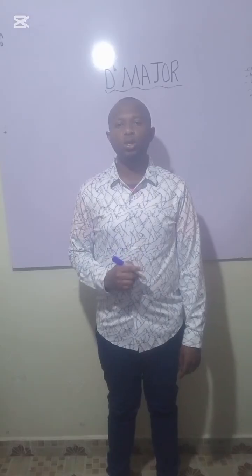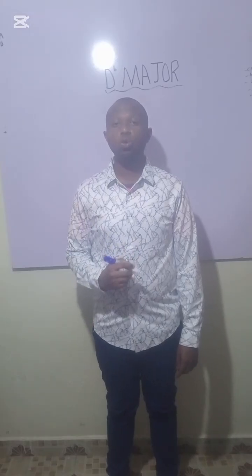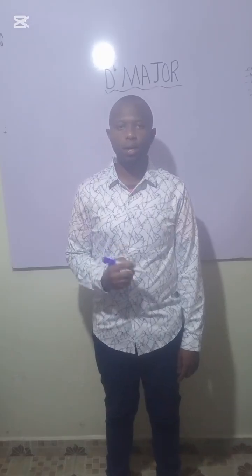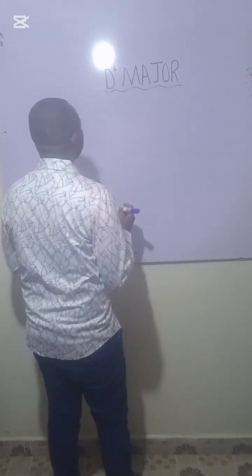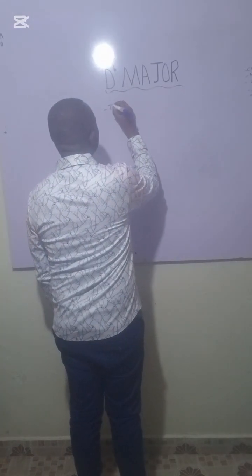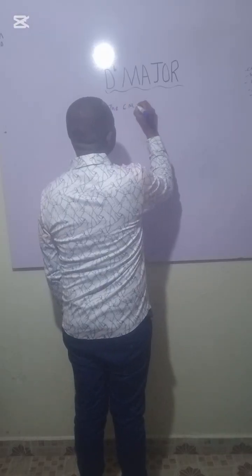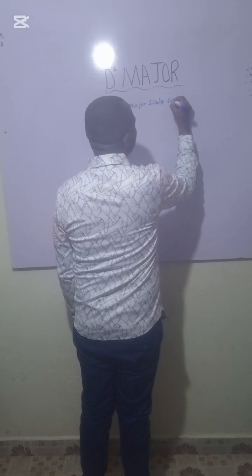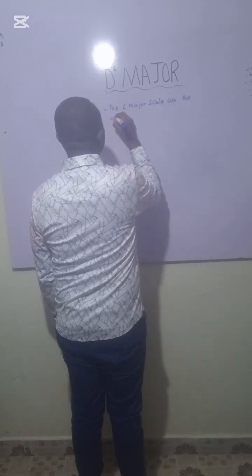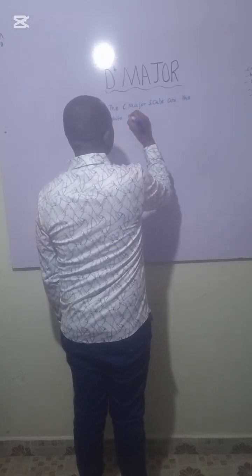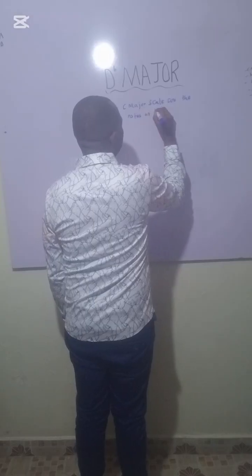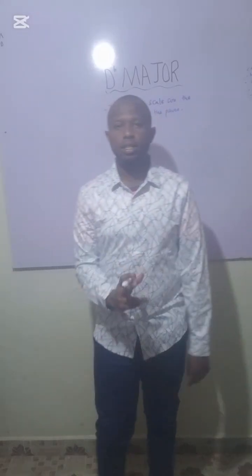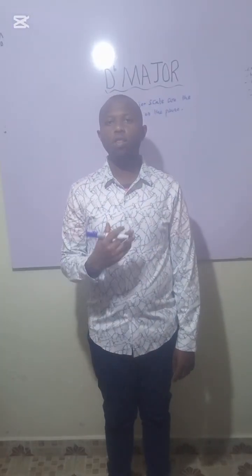So now to our first question. The first question was, what is the C major scale? The C major scale are the white notes on the piano. Let me write it. The C major scale are the white notes on the piano. So guys, that is the C major scale, the white notes on the piano.